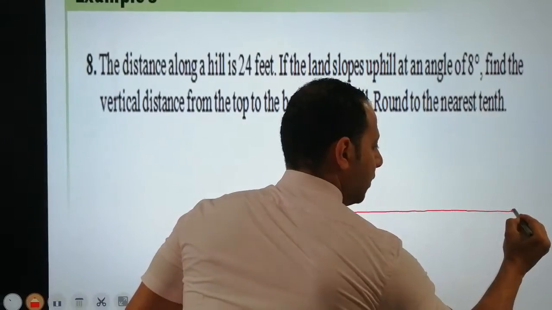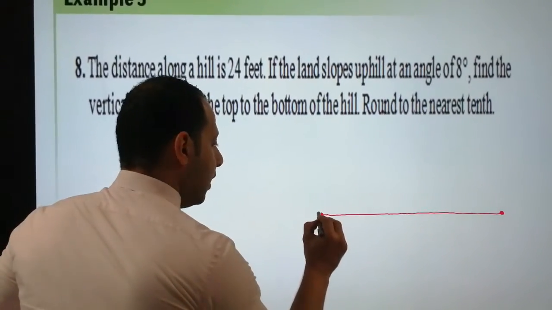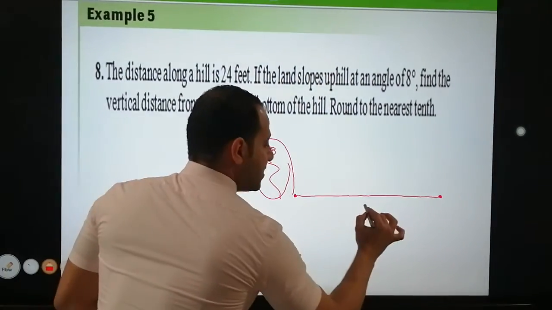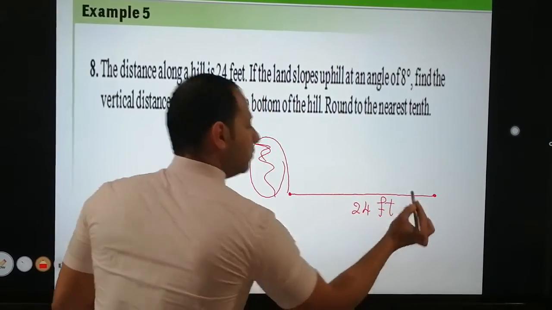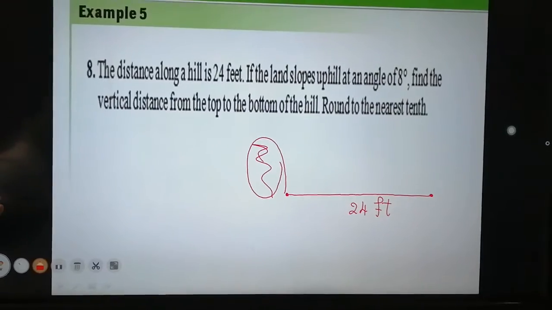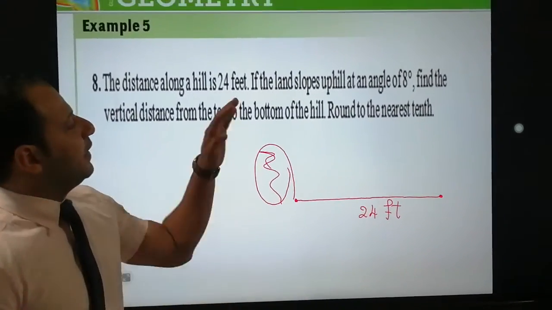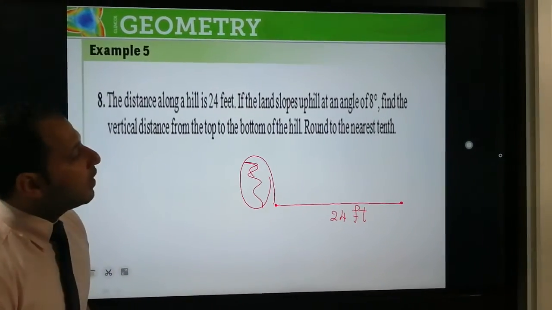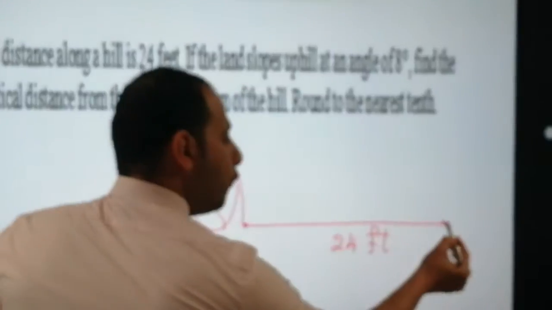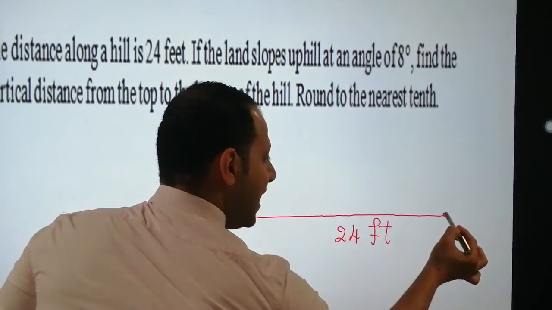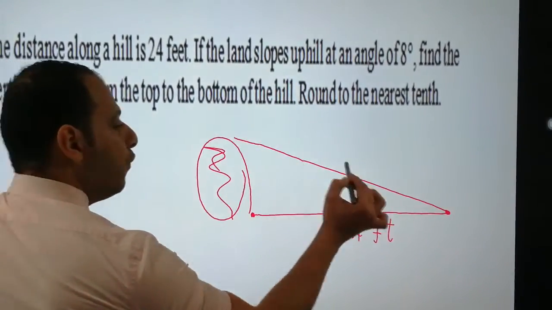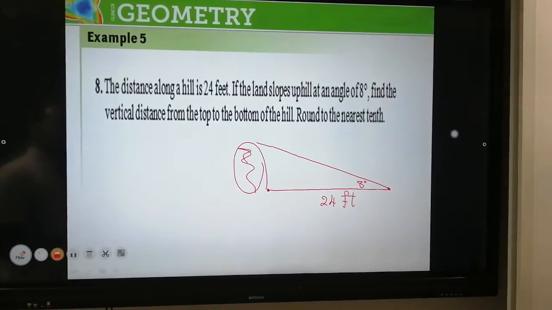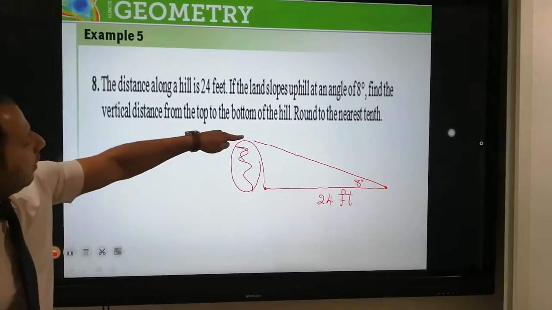So I have here the point and here the hill. For example, this is my hill. The distance here is 24 feet. If the land slopes, it means the inclination of the land, uphill at an angle of 8. So, to go from this distance to the hill, we must use the inclination by an angle of 8 degrees. Okay, find the vertical distance from the top of the hill to the bottom.